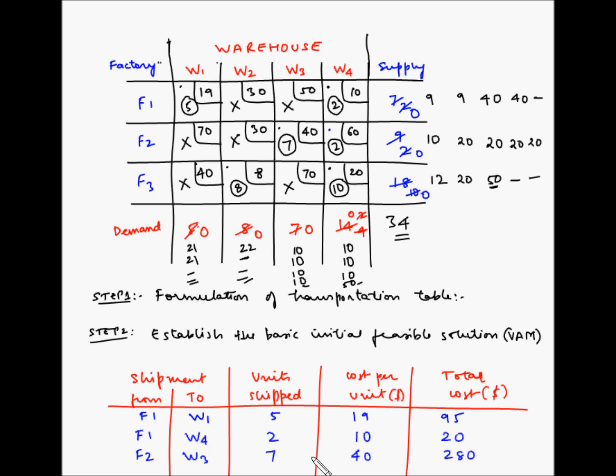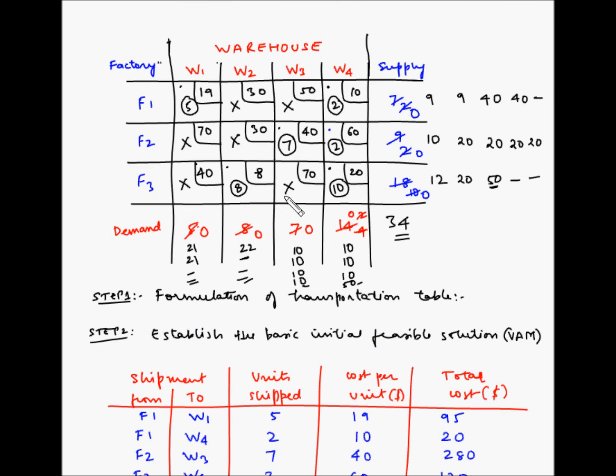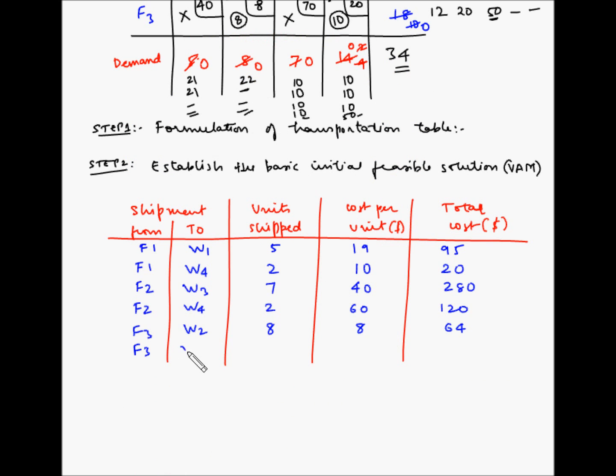The next shipment is from F2 to W4. So F2 to W4. The number of units shipped is 2, and the cost per unit is 60. So the total cost is 60 multiplied by 2, which is $120. The next shipment is from F3 to W2 for 8 units at a unit cost of $8, and the total cost is $64. And the last shipment is from F3 to W4. So F3 to W4, our number of units shipped is 10, and cost per unit is 20, and the total cost is $200.